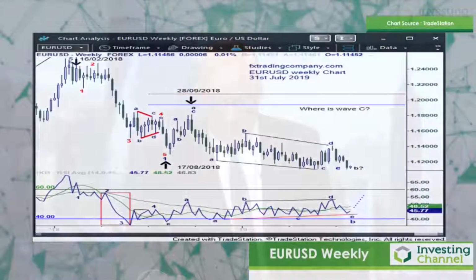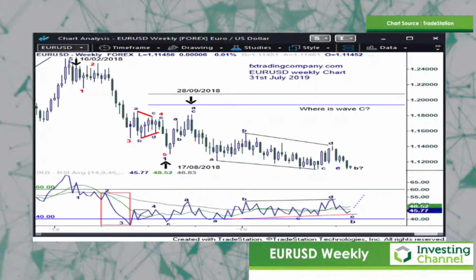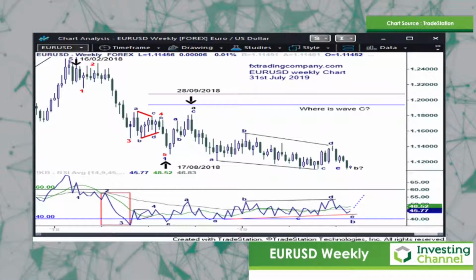I'd like to take another look at the currency pair euro-dollar and the dollar index. If we look at the first chart that we looked at on the 31st of July, a couple of points I'd like to just mention.